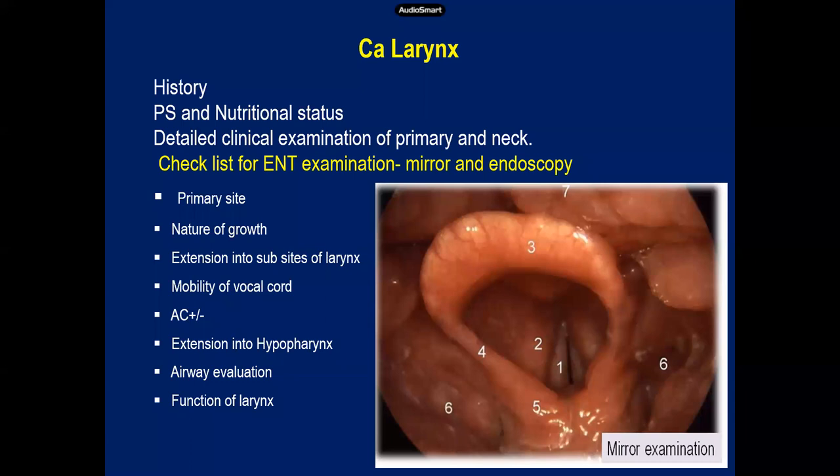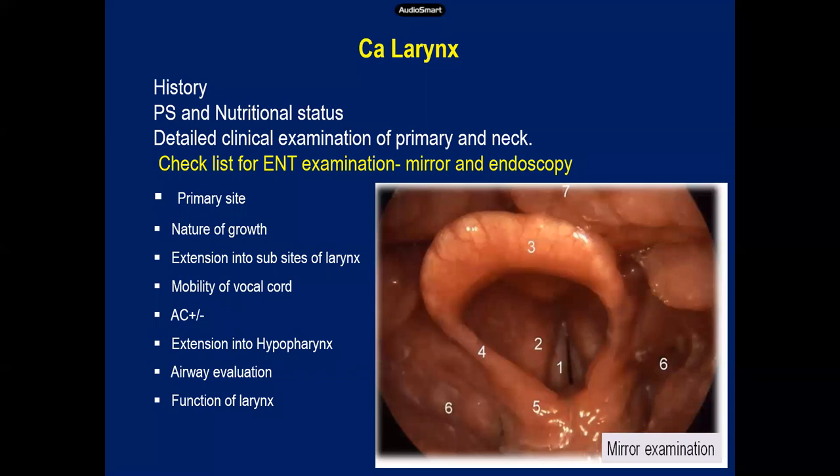Then history: we should understand that hoarseness alone is not due to carcinoma larynx. It may be due to CLN, it may be due to CSFX, anything that produces mediastinal nodes, or a thyroid lesion. All of these present with hoarseness. So proper clinical history and general examination are very important. If you have a clumping supraclavicular fossa node, then you have to think more of a CA lung rather than CA larynx. If the patient has a thyroid swelling, then you have to think more of CA thyroid. So history is very important.